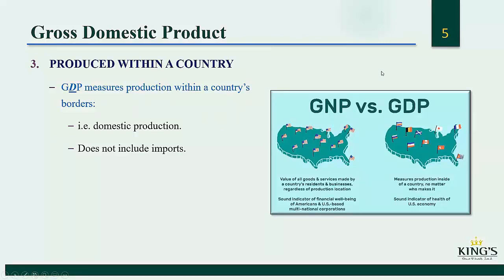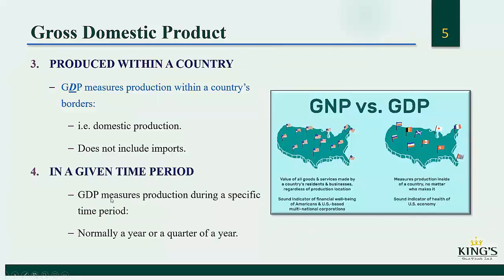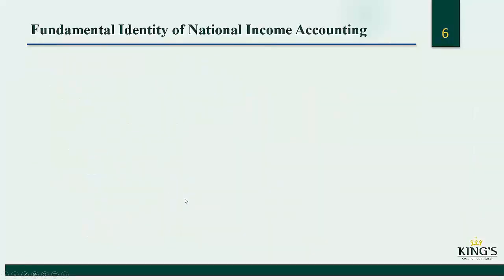It would also include anything outside of the United States that would be produced by someone who's American. And then the fourth one is just, it's very clear. We usually measure it over a certain period of time. Okay, it could be a month, quarter, or a year. That's the usual time periods that are measured.